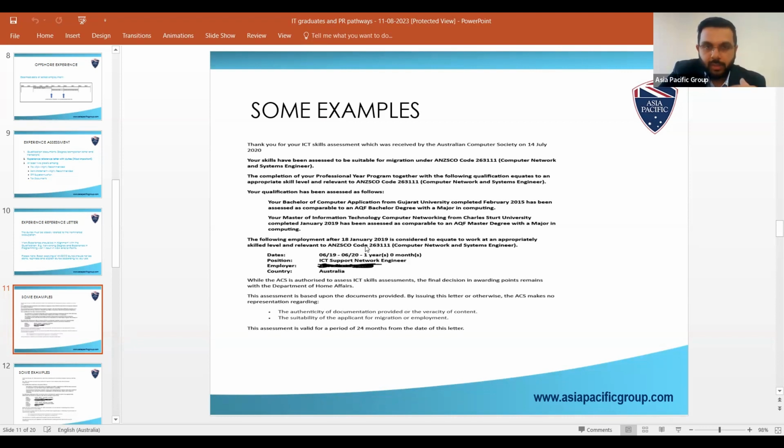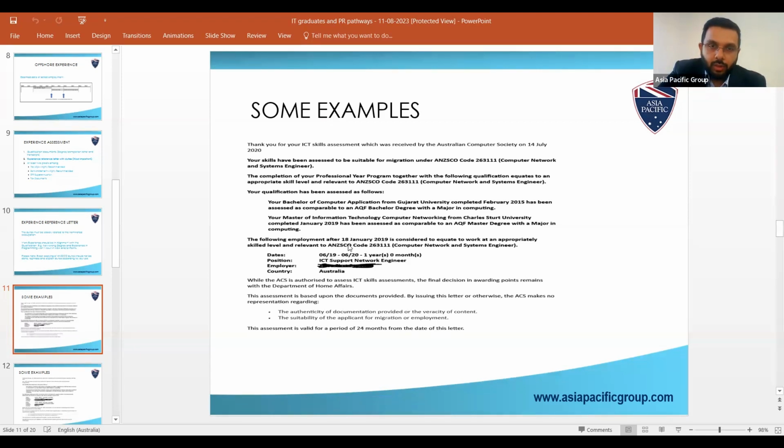Now, why I'm showing this is because it's a very common question and a very common issue we get. A lot of people don't know what a deemed date is. This is the deemed date, 18 January 2019. Now, how do they come to this date? Because they look at the qualification. For example, this person completed their MIT degree in January 2019.